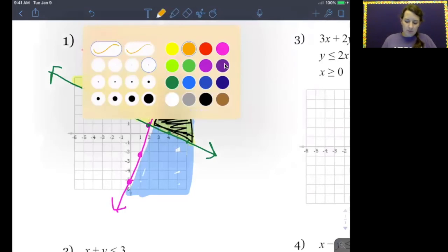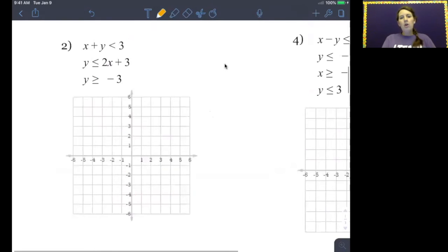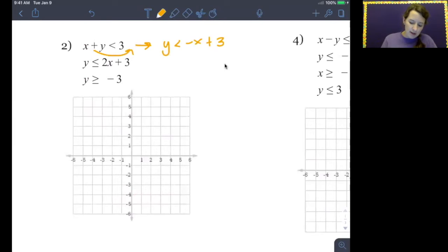I'm going to do this bottom one down here, number 2. Okay, the first inequality is not in slope-intercept form. For this first inequality, I'm going to have to subtract the x over to get the y by itself. So when we're graphing, we're going to think y is less than -x plus 3. Okay, notice it's just a regular less than symbol. There's no underline. That means that when I graph this, I need to remember to use a dotted line.